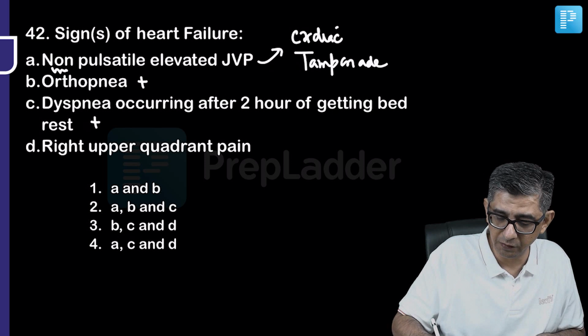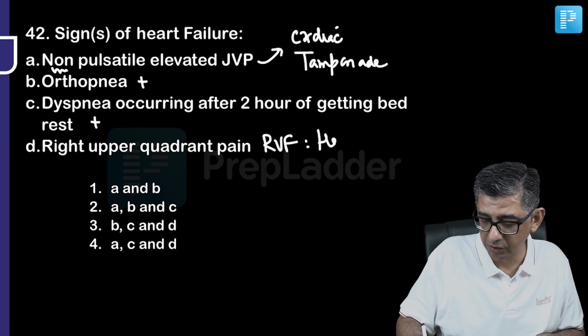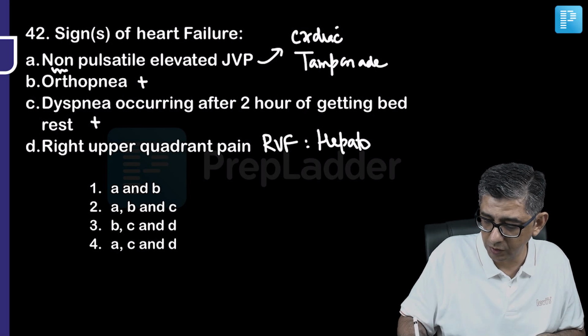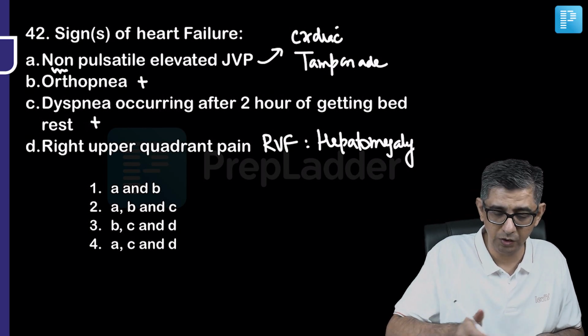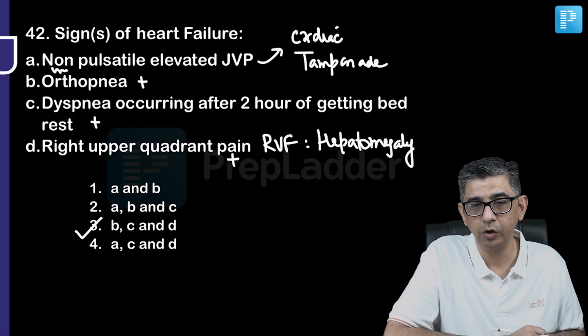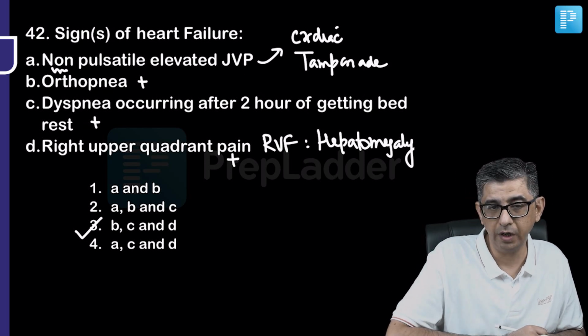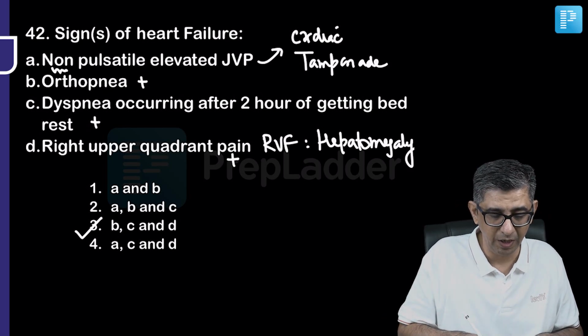And if a person is having right ventricular failure, then there would be congestion in the liver. There would be stretching of the capsule of the liver, so there would be hepatomegaly. Stretching of the capsule of the liver would contribute to right upper quadrant pain. So options B, C, D indicate heart failure, but option A is the feature of cardiac tamponade, which is why it has not been included in signs of congestive heart failure as asked in this question.